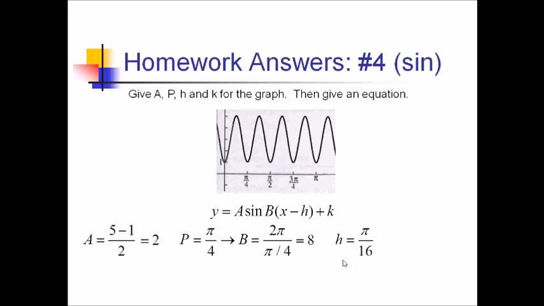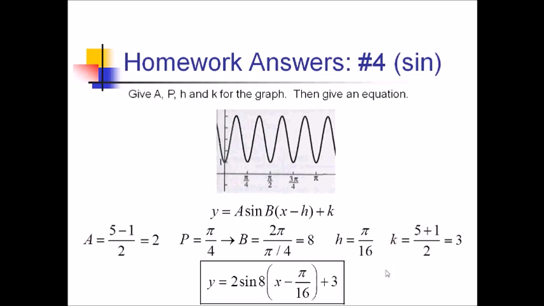For the k value, the midline, halfway between 1 and 5, I've got a midline of 3. If I average those, I'm plugging it all in. We've got y equals 2 sine of 8, parentheses, x minus pi over 16, all of that plus 3.